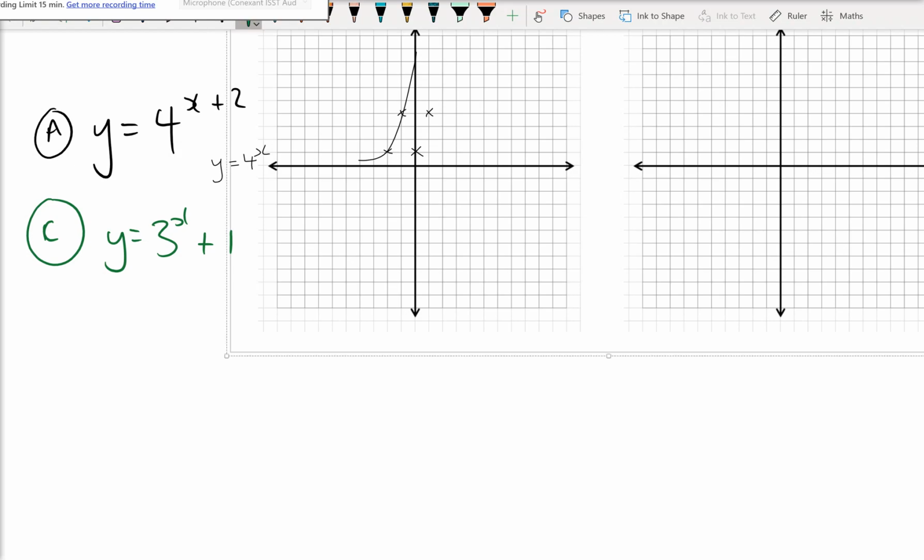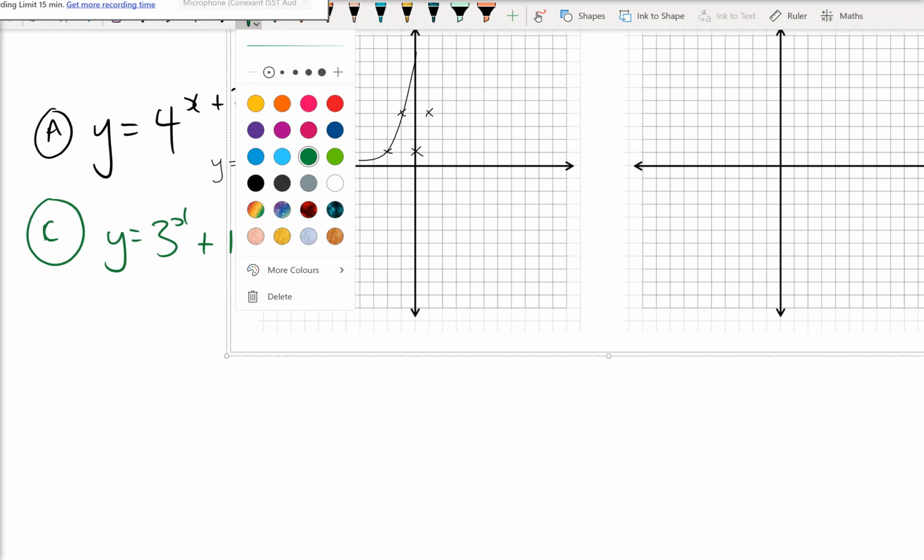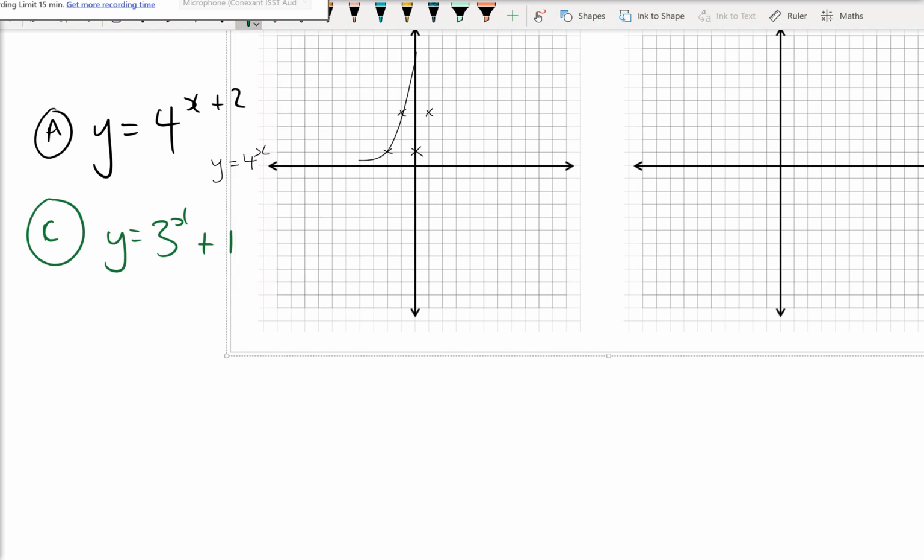Okay, next one. So the next one, I would be doing the same thing. Where's my standard graph? It's just here and here. Watching please, pay attention. What does that plus 1 do? Moves everything up 1. So now it's there and there. So my graph's like that, is it?